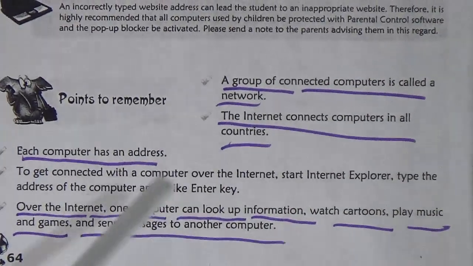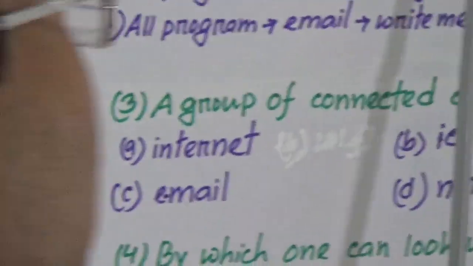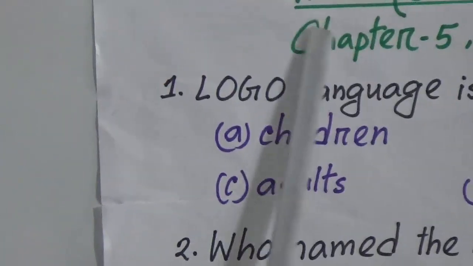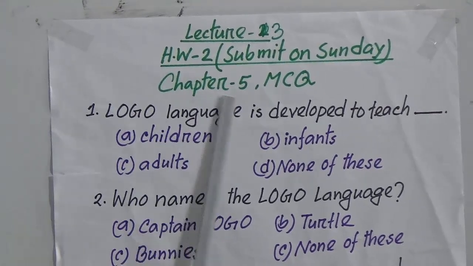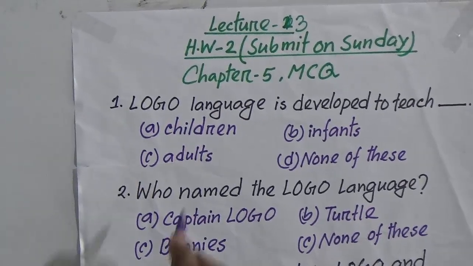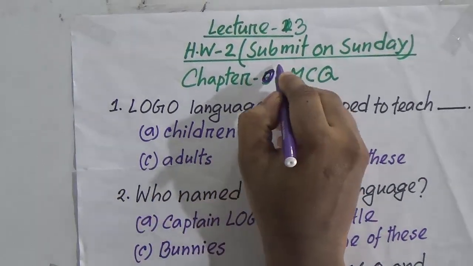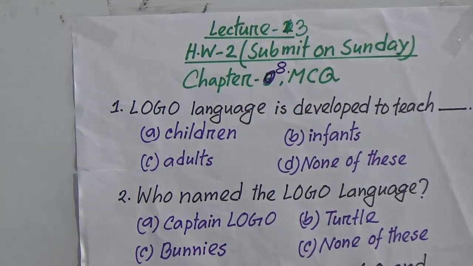Okay. So this is our lesson today, chapter 9. Please go to our homework today. But before we go to the homework, I want to give you a correction. Lecture 3, SW2, submit on Sunday. There is a mistake. Chapter 5 MCQ, directional logo. This will not be chapter 5. This will be chapter 8. Please, my dear students, do the corrections.